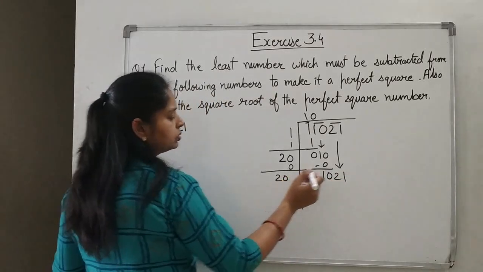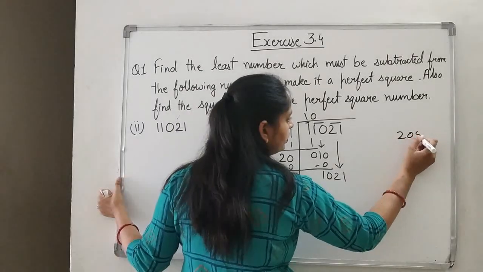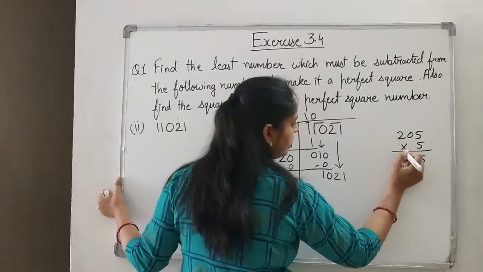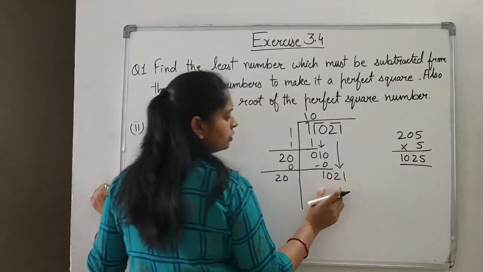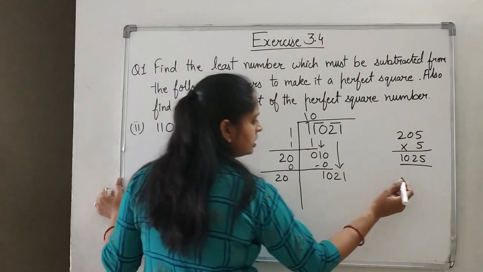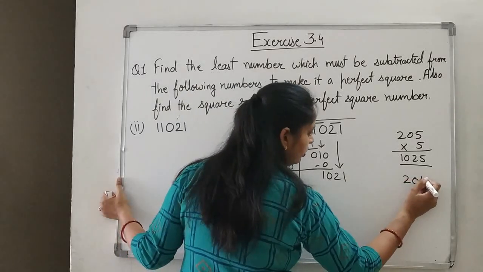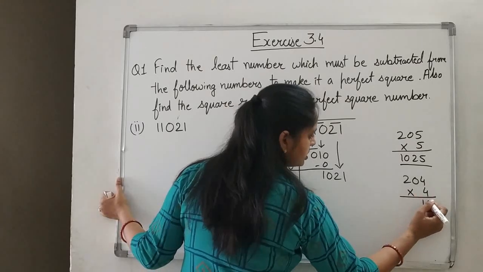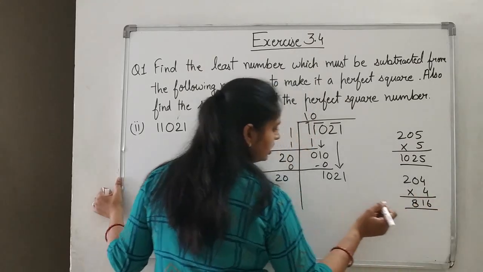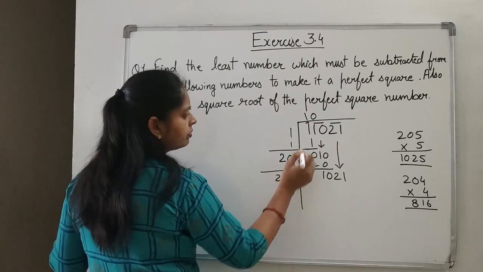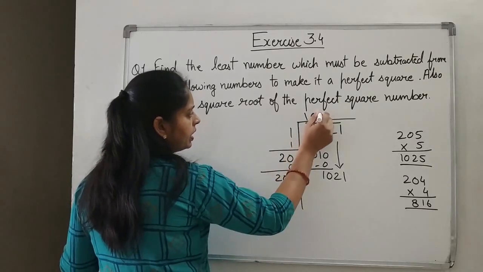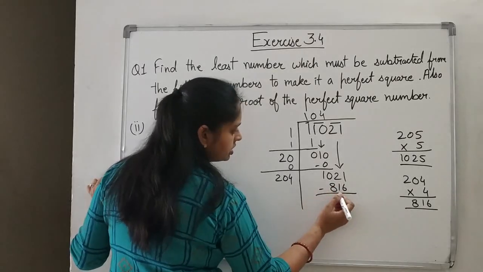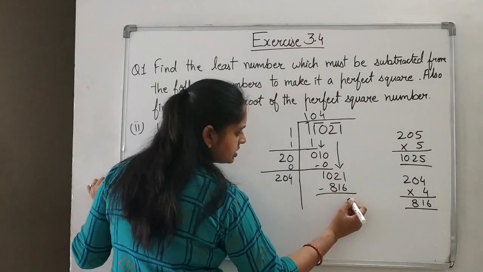So I am having 2. So 2 5s are 10. So I can go for 5. 5 5s are 25, 5 2s are 10. 1025. But this is greater, so obviously I have to take the digit 4 because 5 is not working. 4 4s are 16 and 4 2s are 8. 816. So 204 multiplied by 4 will give you 816. See the remainder? 11 minus 6 is 5.